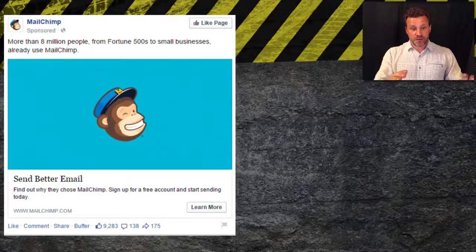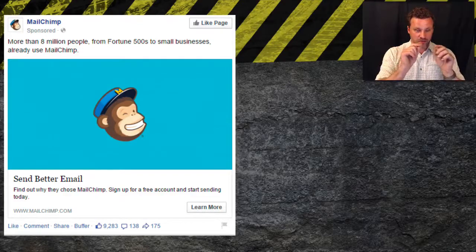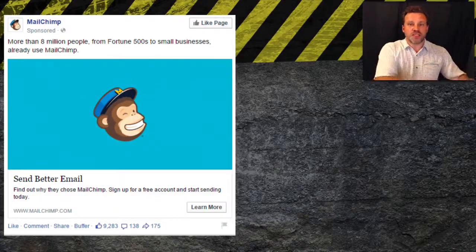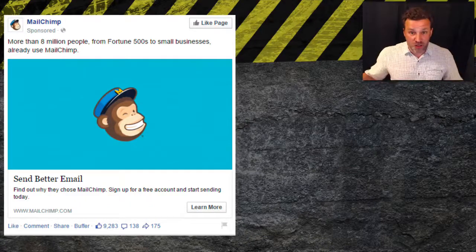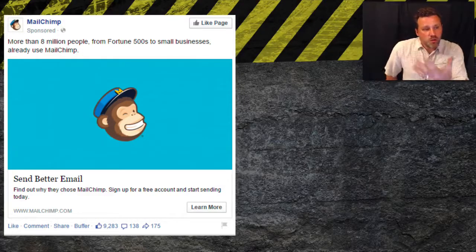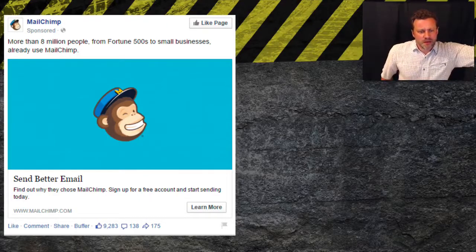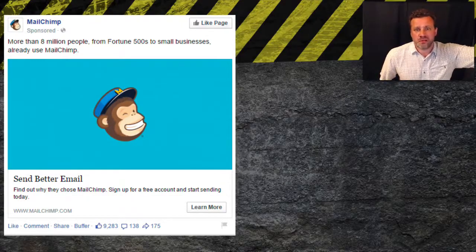There's a huge image there that is showing me a graphical logo that will be meaningless to me unless I already know who MailChimp is. A huge amount of space there used to tell me absolutely nothing new. Massive missed opportunity. So what step market is this aimed at? The only sign of a problem that I can see here is that I'm not sending better enough email. Yeah? So, send better email. Find out why they chose MailChimp. Well, why don't you tell me why they chose MailChimp now? Do I really want to click on learn more in order to find out why 8 million other people chose MailChimp? It's a really, really lazy and clumsy ad. Sign up for a free account and start sending today. What? I'm already sending email.